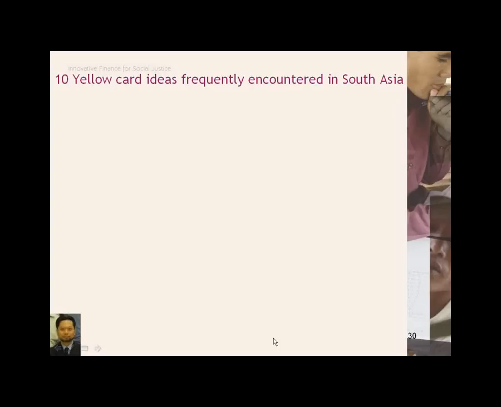Now, the 10 yellow card ideas. The audience, everyone, I'm going to ask you a question after you see all the 10 cards, so please listen carefully. Here is a list of the 10 yellow card ideas I have encountered frequently in South Asia. Number 1.